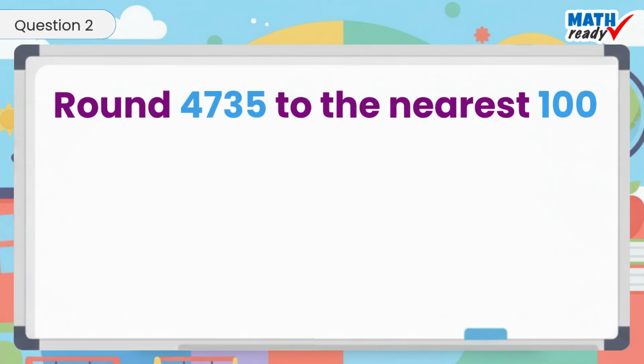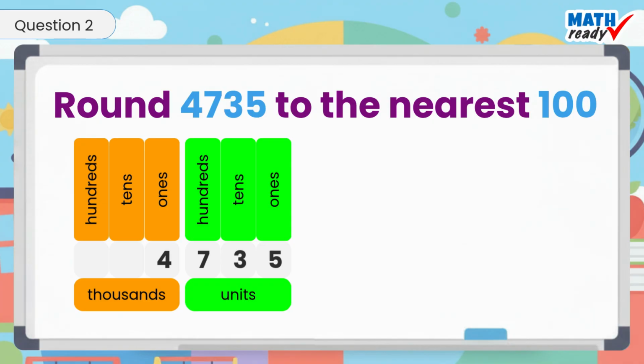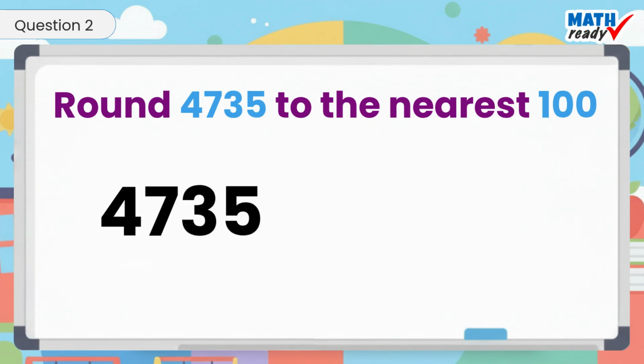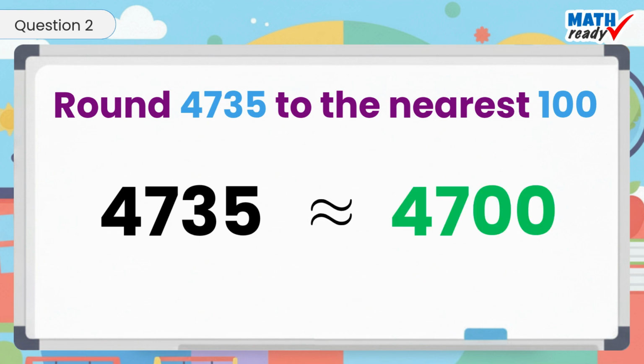Let's look at the second example. Round 4735 to the nearest 100. Since we are rounding to the nearest 100, we look at the tens place digit, which is 3. Since 3 is less than 5, we are rounding down. This means our hundreds place digit will remain the same, so it will stay as 7. The digits in the place values below it will be replaced with zeros. So 4735 rounded to the nearest 100 is 4700.